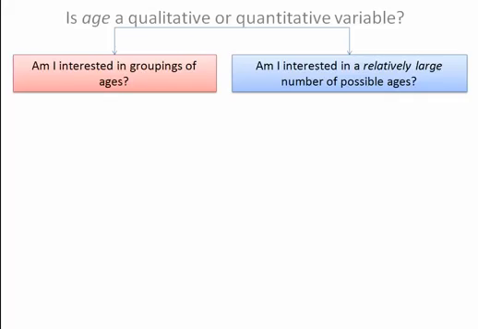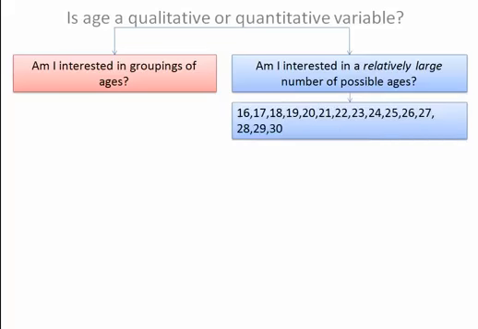Suppose that I polled a group of individuals and I'm interested in their ages and recorded their ages. And now I'm asking myself whether it's qualitative or quantitative to make a decision in future analyses or in the analysis that will come next. I find myself typically asking a couple of questions. The first question I ask myself is, am I interested in a relatively large number of possible ages, or am I interested in groupings of ages?